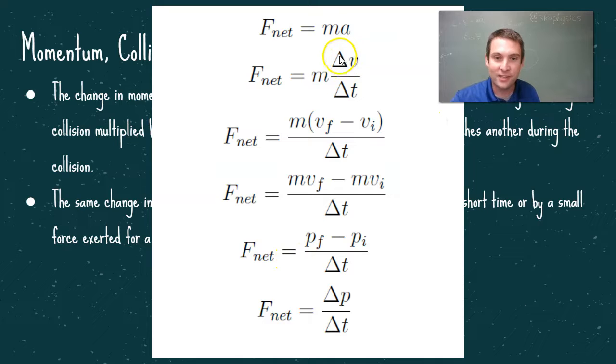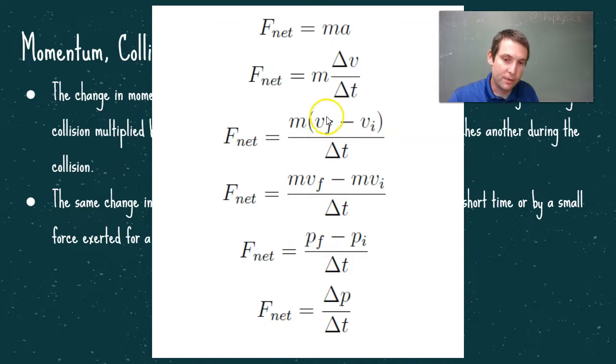A quick derivation of this. The net force equals mass times acceleration. We know that acceleration is the derivative of velocity with respect to time, or it's the slope of a velocity versus time graph, so it's delta v over delta t. Delta means final minus initial, so final velocity minus the initial velocity. We can keep t as delta t.